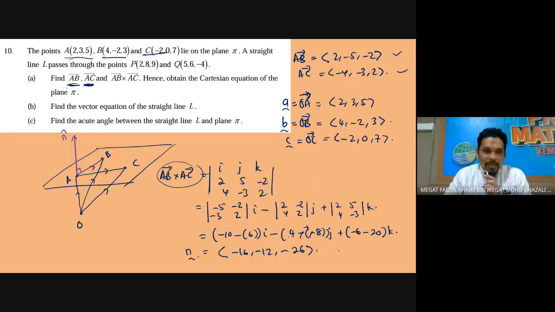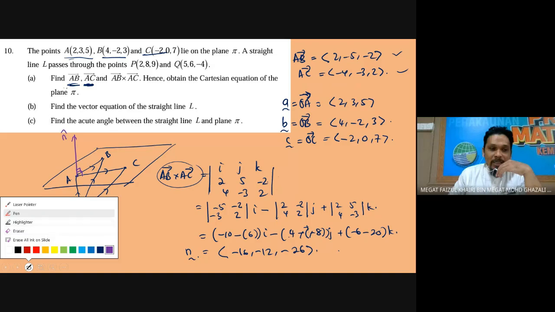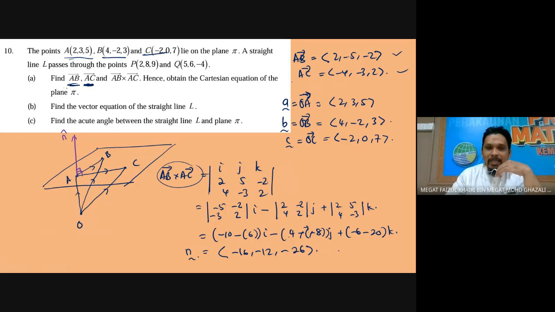This vector is normal to AB and to AC, which is 90 degrees to the vectors AB and 90 degrees to the vector AC. Hence, obtain the Cartesian equation of the plane. So now, class, for the Cartesian equation of the plane, the normal n, which is AB cross AC, equals (-16, -12, -26).